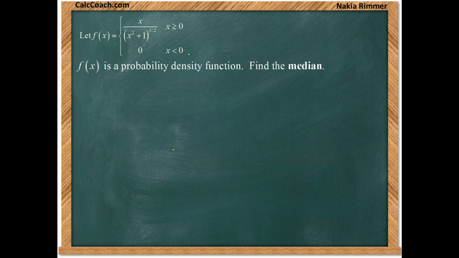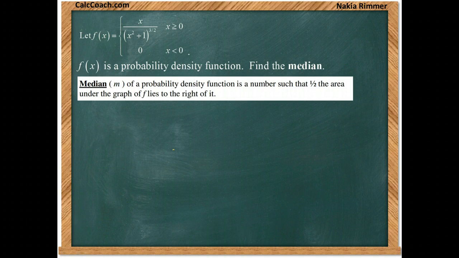Here's how. The median of a probability density function is a number such that half the area under the graph of f lies to the right of it. Another way to say it could be the other side of that: half the area lies to the left. Okay, so it's a cutoff where you are 50-50 to the right and to the left.